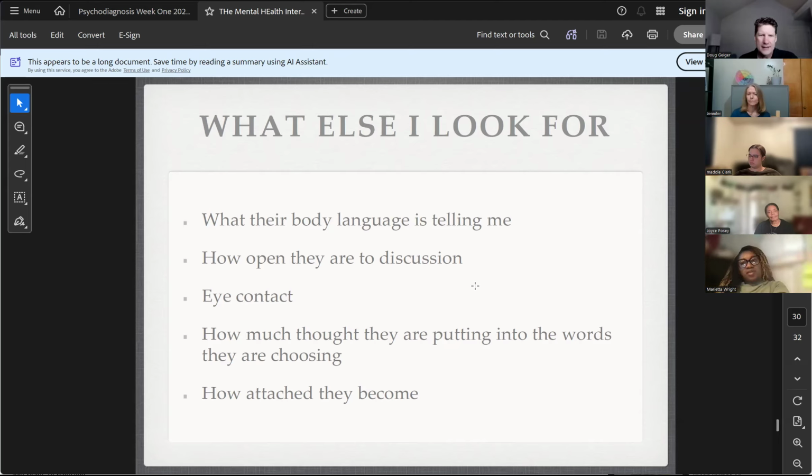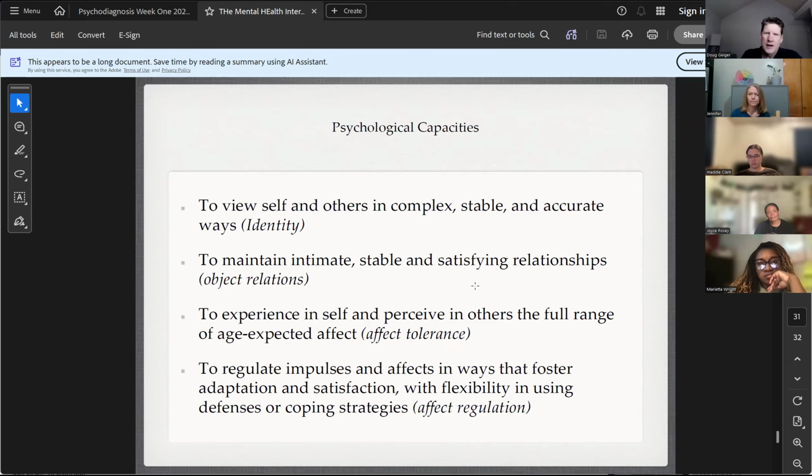Did they keep good eye contact? How much thought are they putting into the words that they're choosing? Are they processors? How attached they become to you is important. Maybe they have attachment issues. So we want to look for a lot of things. Psychological capacities to view self and others in complex, stable, and accurate ways. What's their identity? How do they view themselves? To maintain object relations, to maintain intimate, stable, satisfying relationships. Are they good at that?